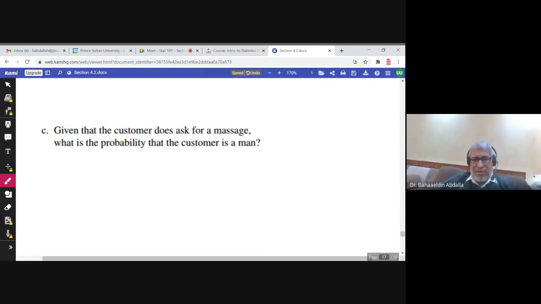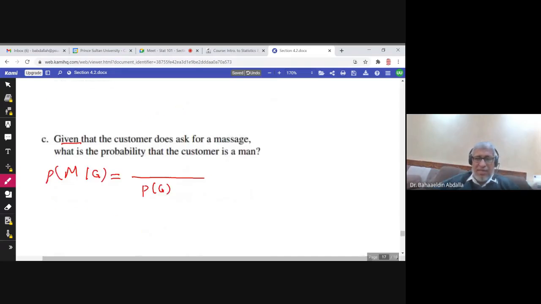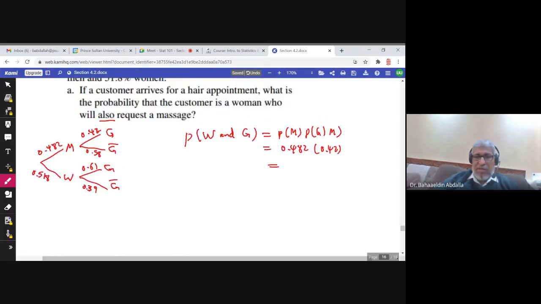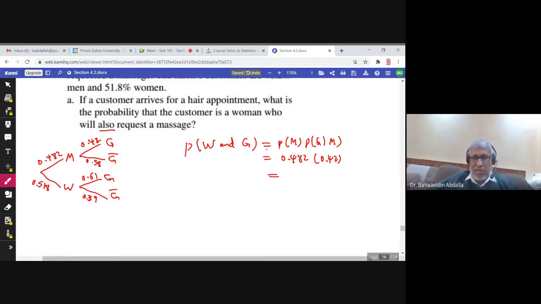Given that the customer does ask for a massage, so we know that he asked for a massage, what is the probability that the customer is a man? Given that, this is a conditional probability. So we need to divide by the probability of G, which is in part B, this probability. And we need here M intersection G. Sorry, this is women and G.